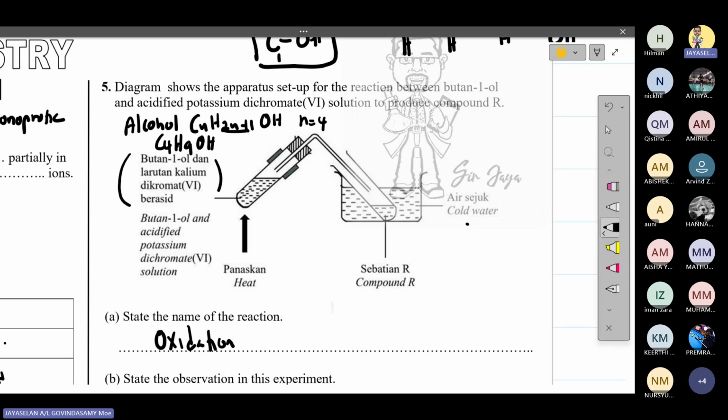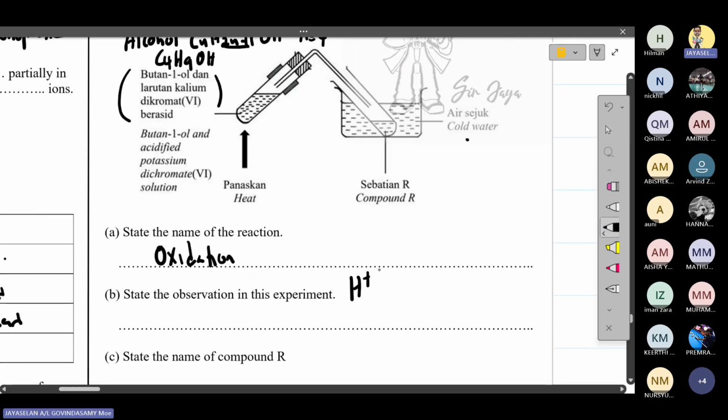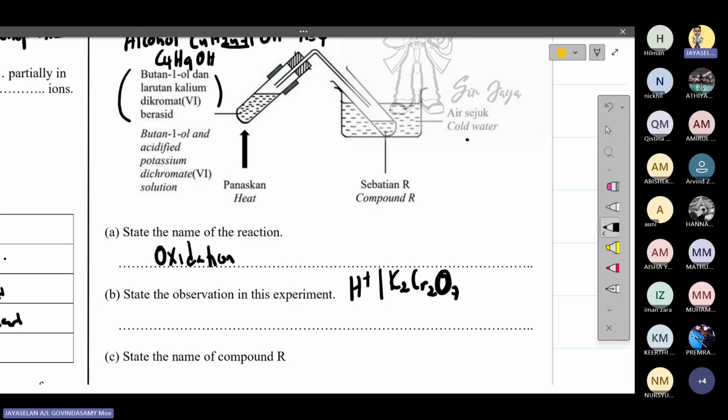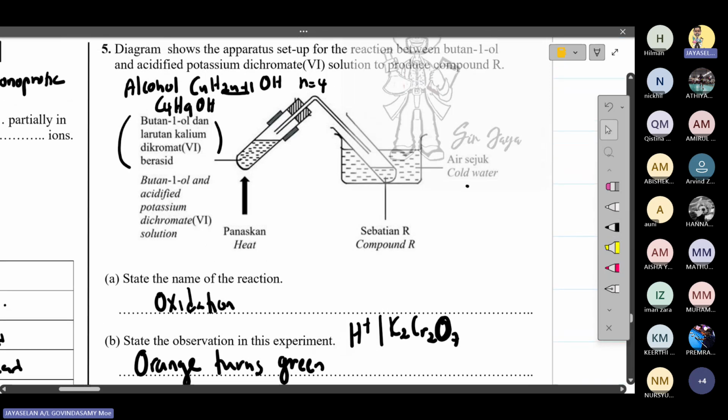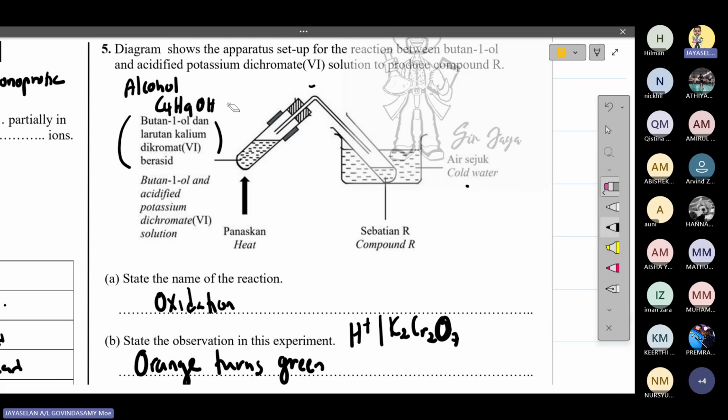What is the observation? Please remember acidified potassium dichromate(VI). What is the color? Ambil O letak sini. Color is orange. Orange turns to what color? Turns green. You guys already score 1 mark. Any question? No question. Okay. State the name of compound R. So, kamu tengok di sini. I put here the name of this compound.